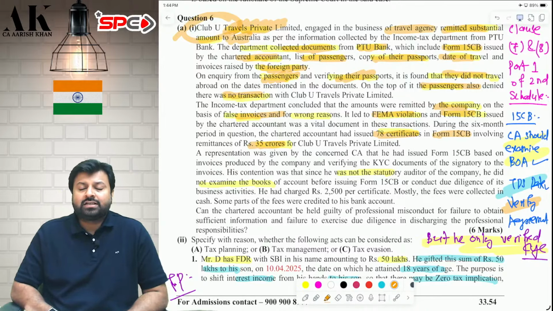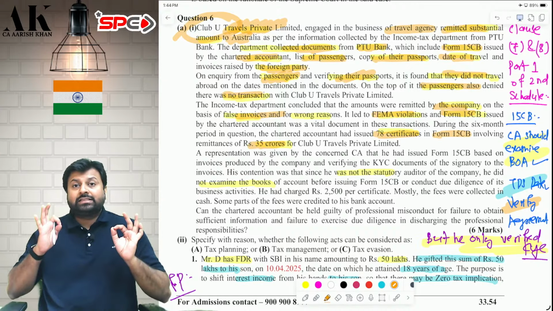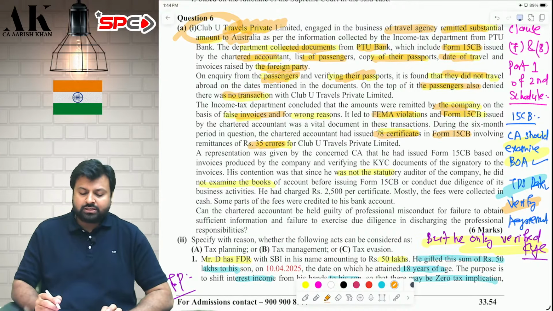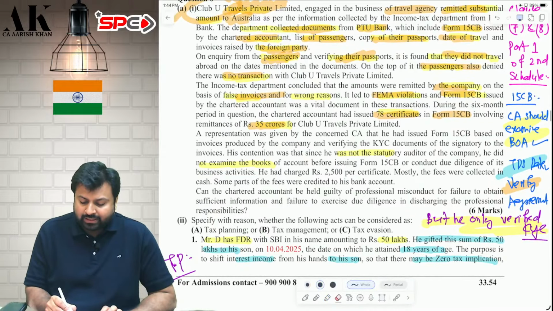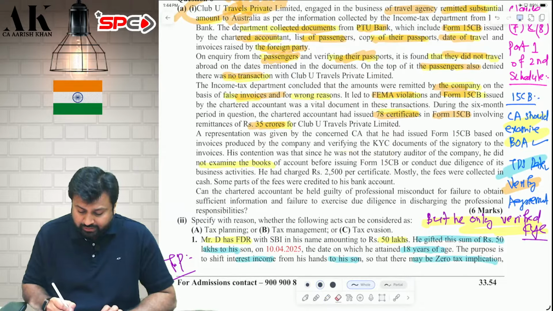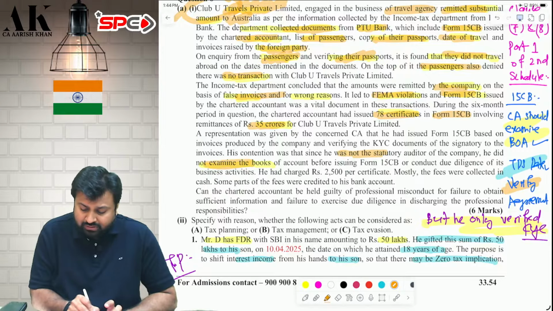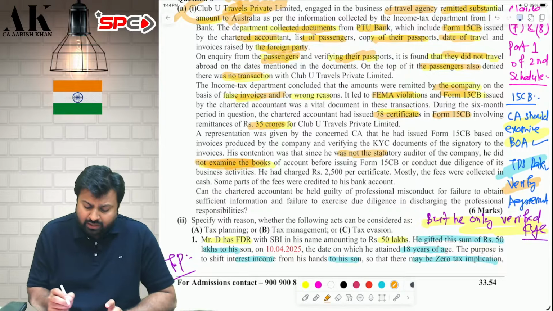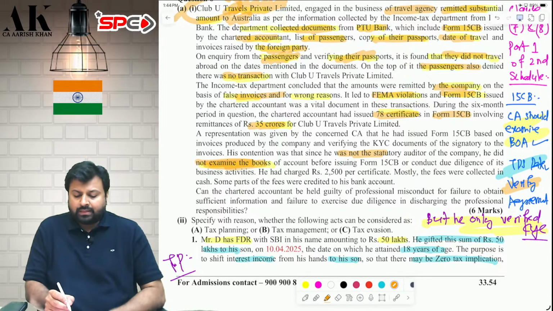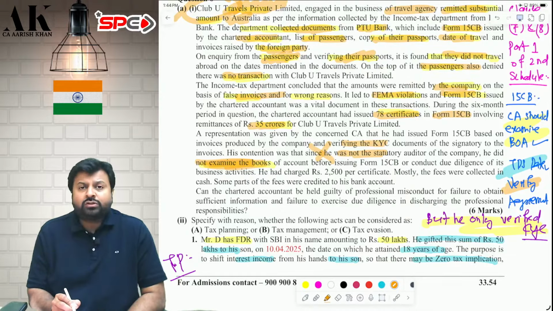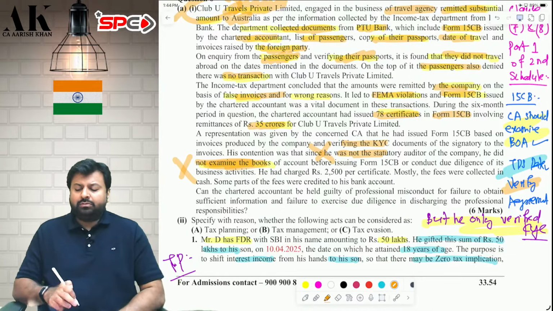Now the question is, is the chartered accountant guilty? The answer is yes, he is definitely guilty. When we asked the chartered accountant questions, he started giving an argument that he was not a statutory auditor and that he had not examined the books of accounts. He did not examine the books of accounts. He has just checked the KYC. He has verified the KYC. Because he was not the statutory auditor, he did not examine the books of accounts.